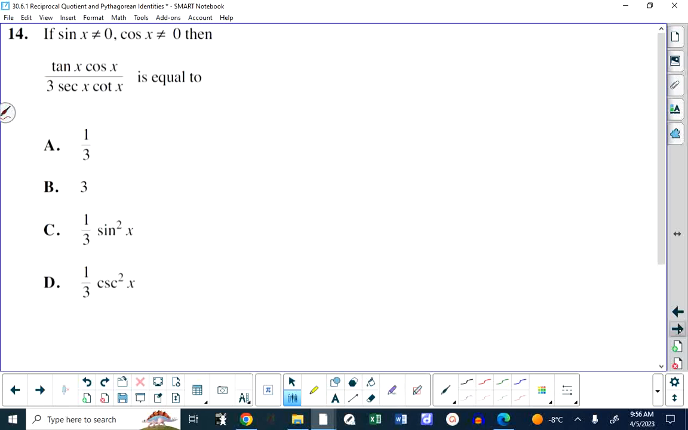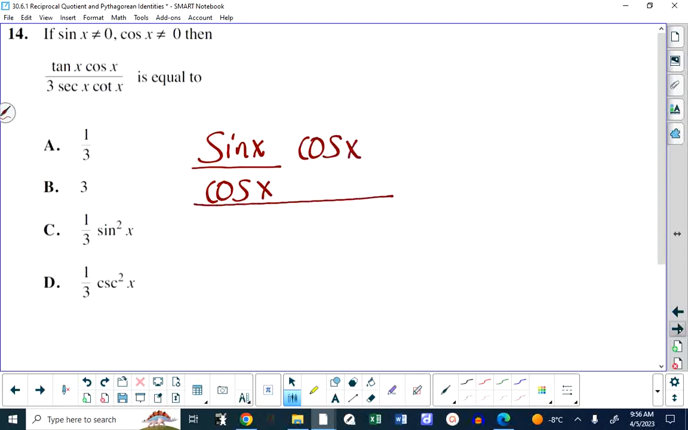Since this is one fraction and everything on the top is multiplied together and everything on the bottom is multiplied together, this is crying out for you to change everything to sines and cosines because you can cancel whenever you're multiplying. So when I rewrite this, I write sine x over cos x for the tan x times the cos x on the top. I see immediately that I'm going to be able to cancel a cos x on the top. On the bottom, I have a 3, and then I have secant of x, which is 1 over cos x.